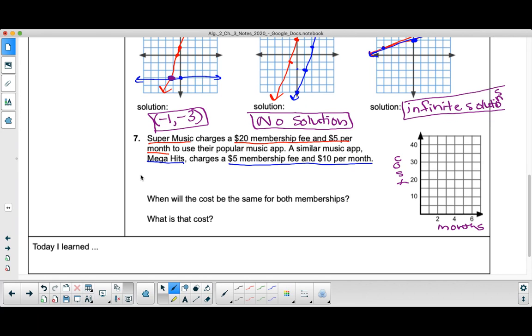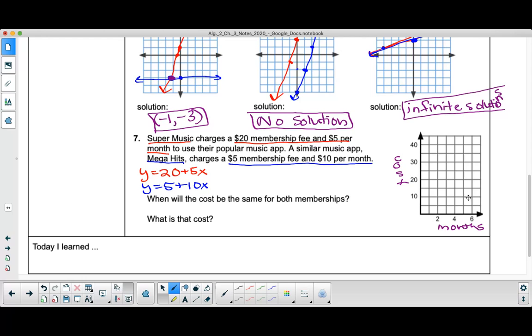So for Super Music, the cost is going to be $20 right away, and then $5 per month, x. Whereas for Mega Hits, the cost of your membership is going to be $5 plus $10 per month, x. All right, so we need to figure out when those are going to be the same.